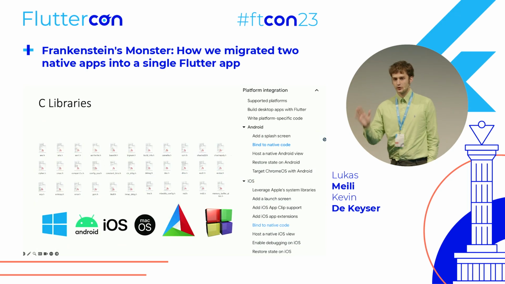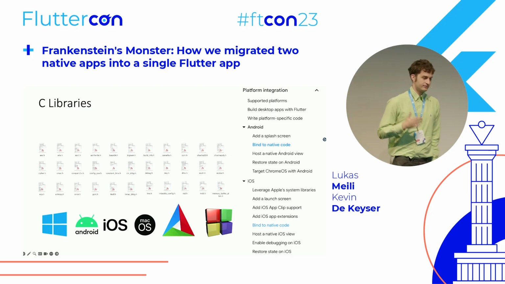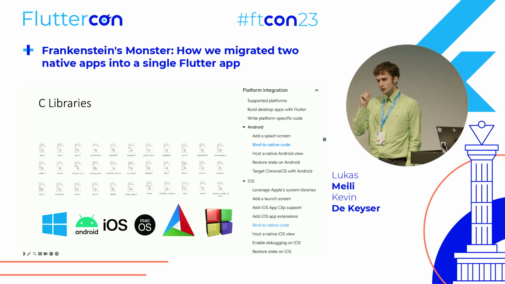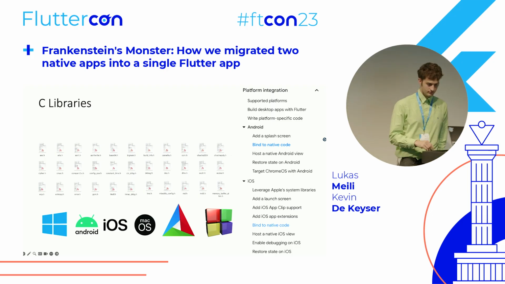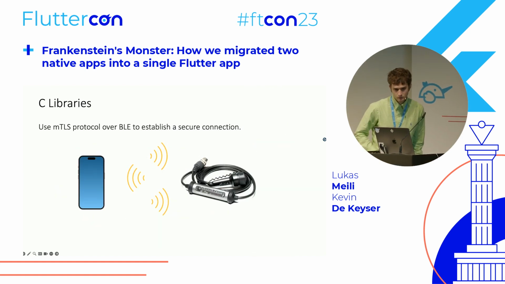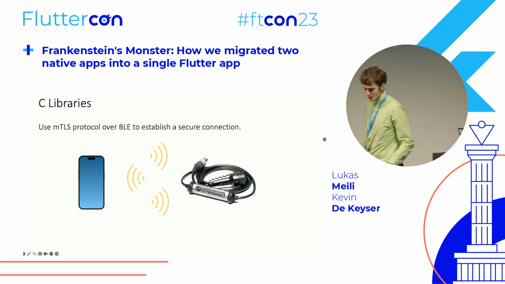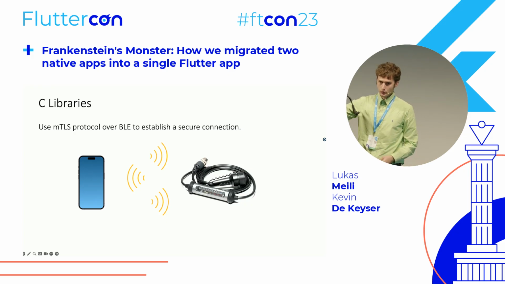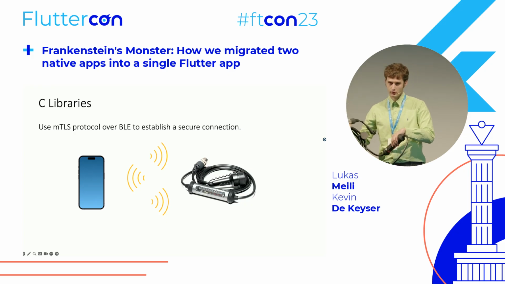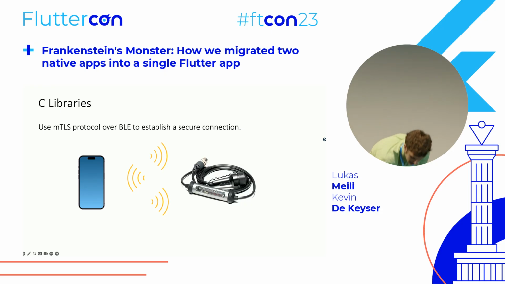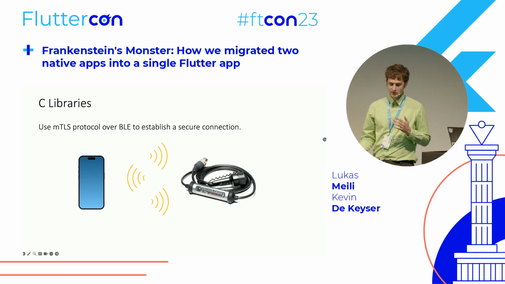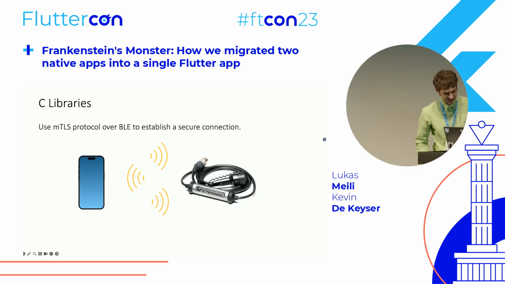Another thing, we had a lot of talks about C libraries, so I'm just going to mention a few small tricks you can use. Why do we need C libraries? This embedded hardware uses a C library to communicate over Bluetooth, and it uses mTLS over Bluetooth. Normally, you should set up a TCP connection first, but it works, so that's good.